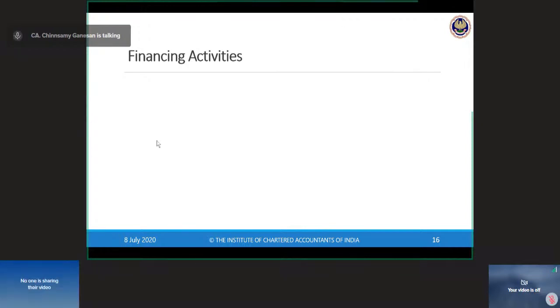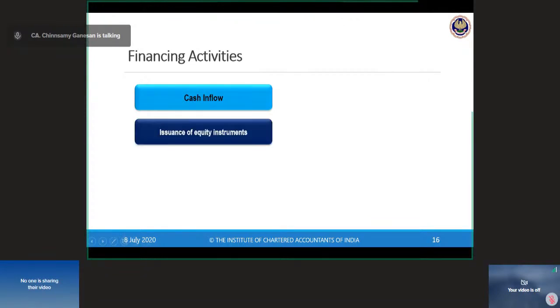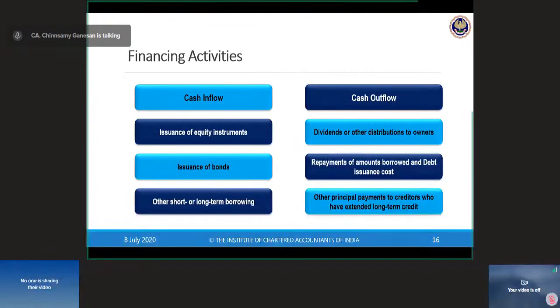Financing activity. What do you mean by financing activity? Any cash inflow which is coming in. Examples are like, I have issued equity instruments. I have issued bonds. I have taken short-term or long-term borrowing from others. And I paid a dividend or interest on the borrowings or debentures, etc. And any dividends which have been paid, any other distribution which has been paid to the owners of equity instruments, repayment of amount borrowed and related interest cost, principal amounts. This is an interesting point.